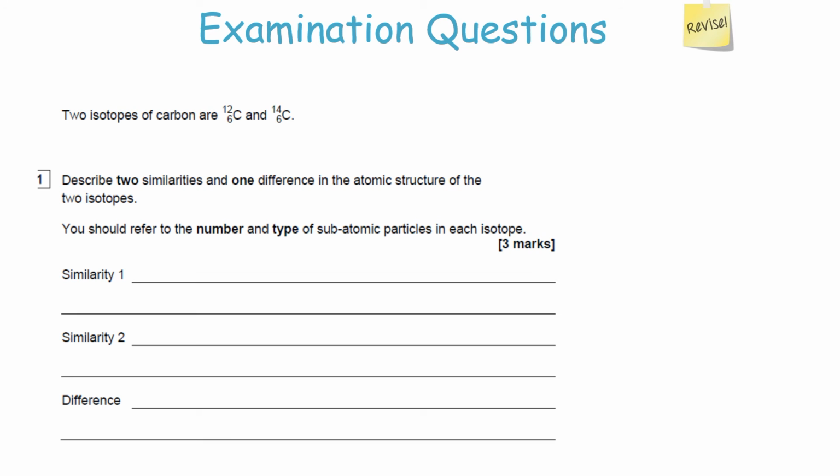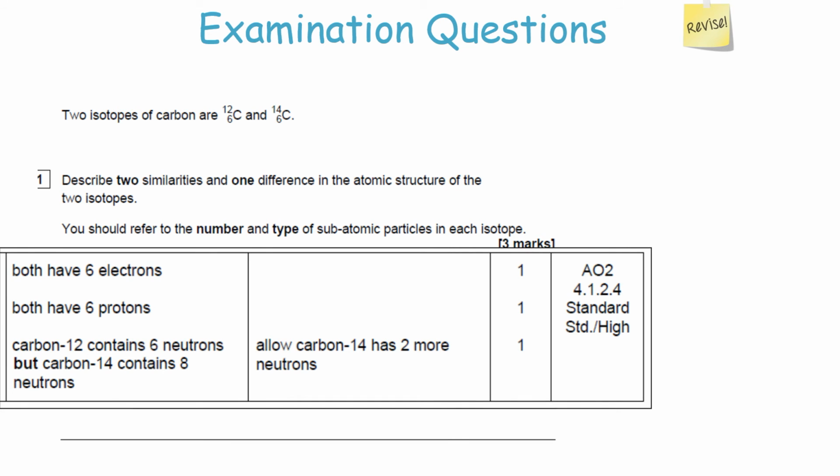Right, so again, what is the definition of an isotope? It's the same number of protons but a different number of neutrons. And remember that in any atom, there's the same number of protons as there are electrons as well. So similarity 1, they'll both have 6 protons. You can tell that because the bottom number of both of them is 6, and the bottom number is the number of protons. The other similarity is they therefore must both have 6 electrons, because in an atom there's the same number of protons as there are electrons. But carbon-12 will contain 6 neutrons and carbon-14 will contain 8 neutrons.